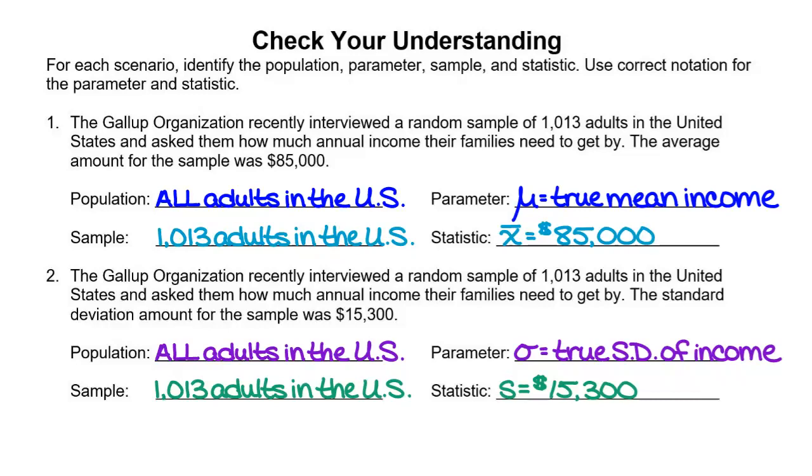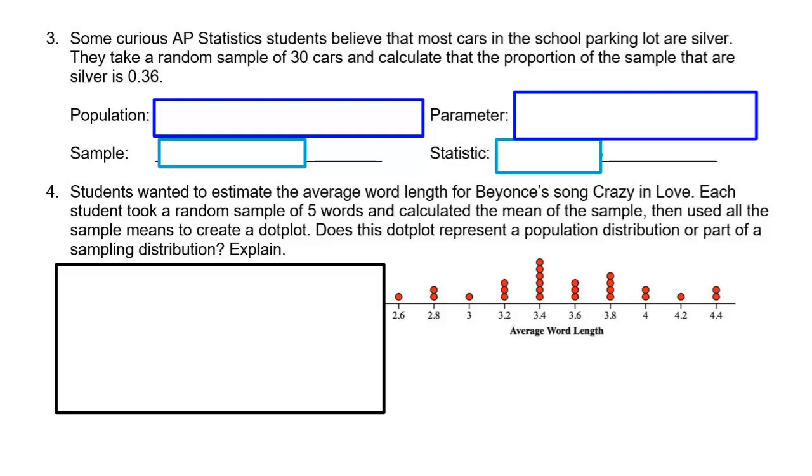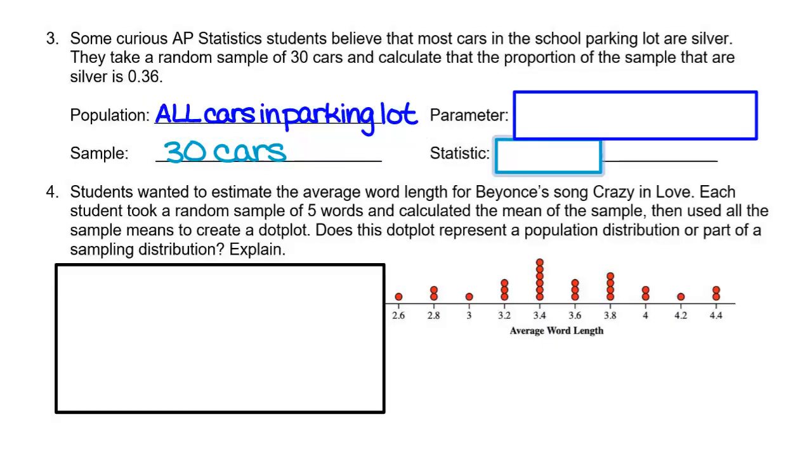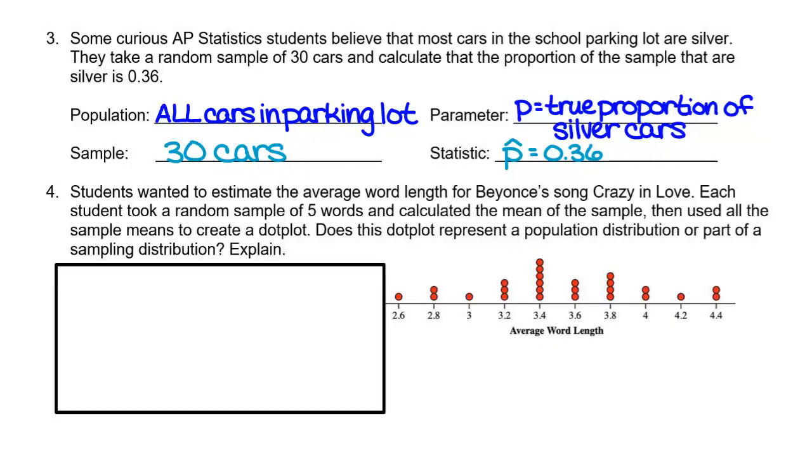All right, let's look at scenario number 3. Some curious AP statistics students believe that most cars in the school parking lot are silver. They take a random sample of 30 cars and calculate that the proportion of the sample that are silver is 0.36. What is the sample? 30 cars. What's the population then? All the cars in the parking lot, yes. What's the statistic? The proportion, so that would be P hat. And what was the proportion that was calculated? 0.36. So P hat is 0.36. What would the parameter be then? P, which would be the true proportion of silver cars.